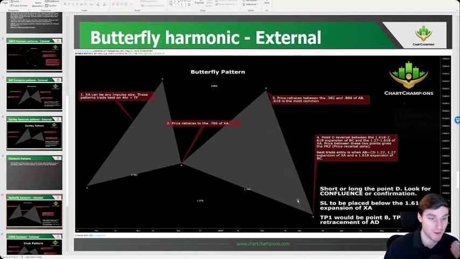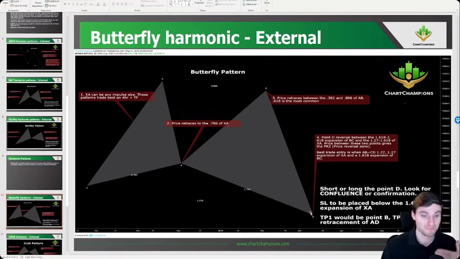But essentially, once you've seen that confluence at point D, then you would be looking for a long position, because point D is at the lows. This is a bullish butterfly harmonic pattern. So you'd look for the confluence here and confirmation of entering a long position, and your take profit one would be point B.